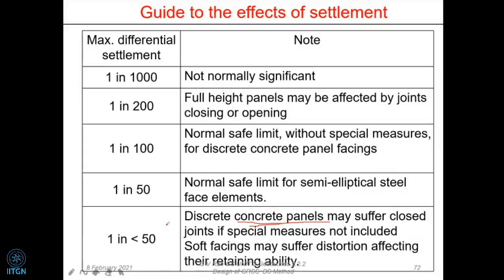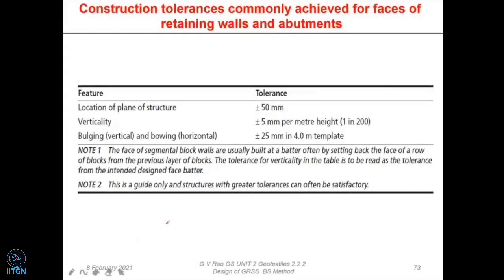So this is a guide only. They are not giving a limit. So the authority engineer, in this case a client, has to give an actual value. It depends upon the importance of the structure, where it's located, and criticality and things like this.